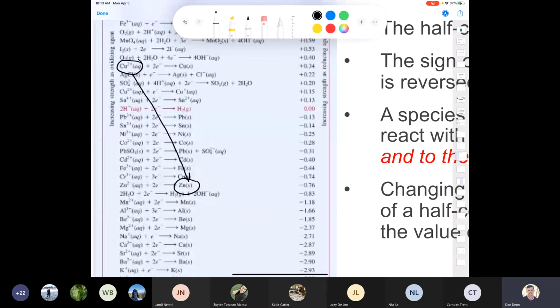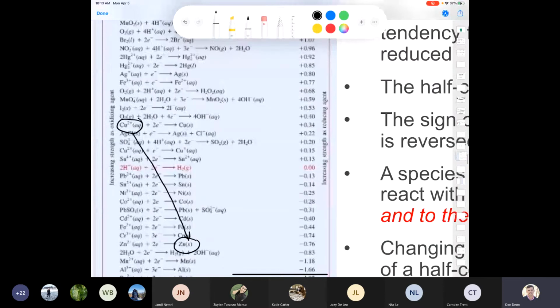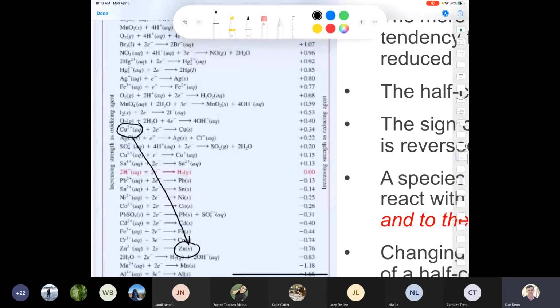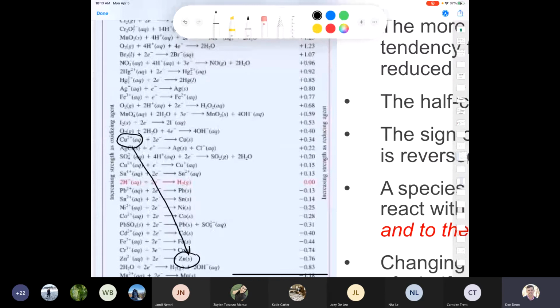I thought there was another example here that they brought up in the textbook. So if you're an avid reader of the textbook, there's another example, which I think was silver and lead. I think that's one of the ones they used to explain the whole idea of calculating the cell potential. So, for example, silver ions will oxidize lead.